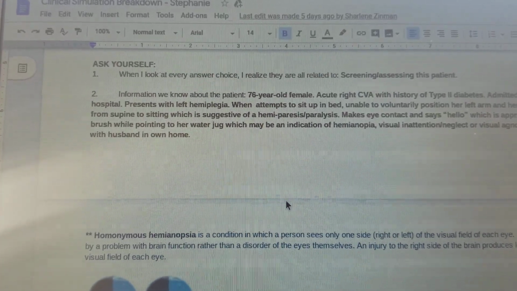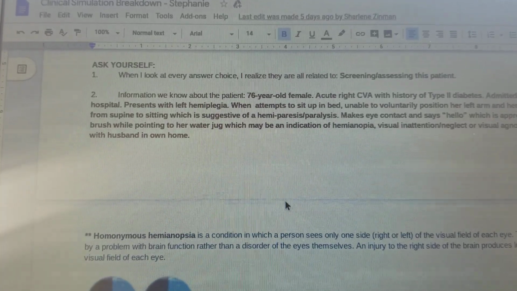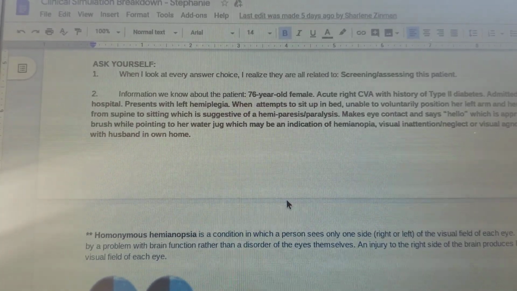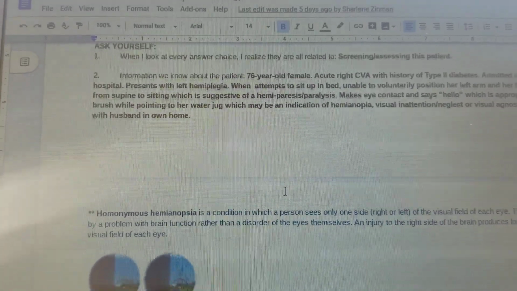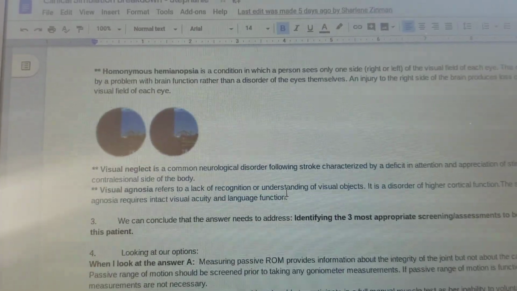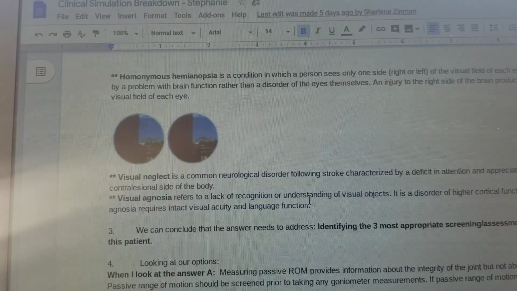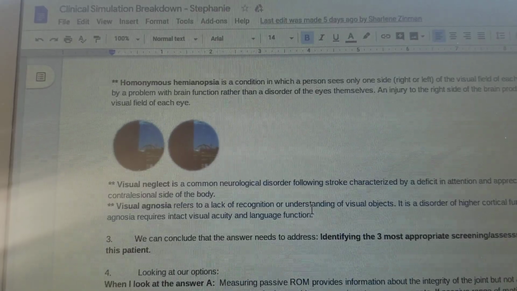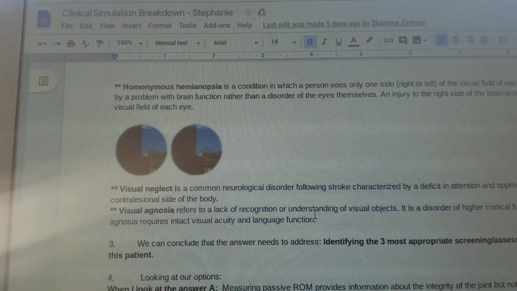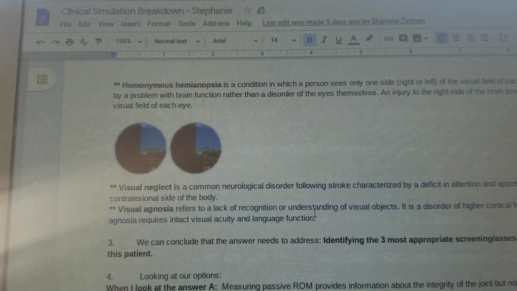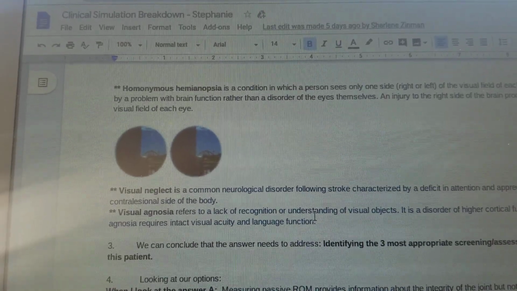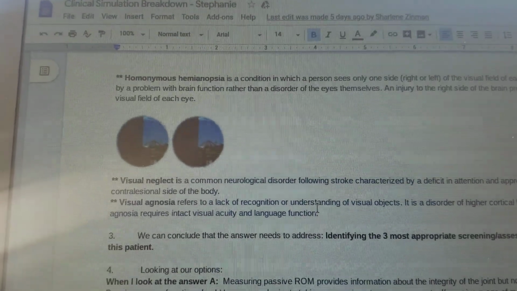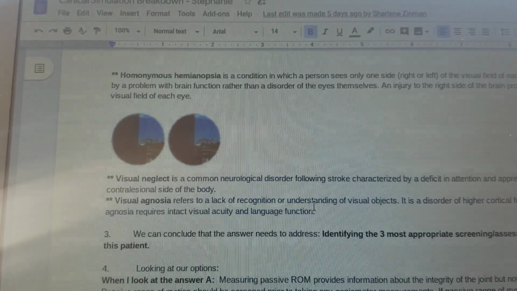Asks for a brush while pointing to her water jug, which may be an indication of hemianopsia, visual inattention or neglect, or visual agnosia. She is married, lives with her husband in her own home. So let me explain to you what hemianopsia is. It's a condition in which a person sees only one side, right or left, of the visual field of each eye, and this condition is created by a problem with brain function rather than a disorder of the eyes themselves. An injury to the right side of the brain produces loss of the left side of the visual field of each eye.